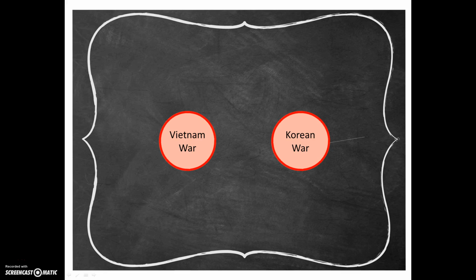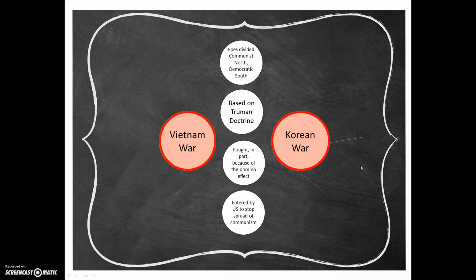Here's an example. We're comparing the Vietnam War to the Korean War. Similarities between them include foes being divided into the Communist North and the Democratic South. Both wars were based on the Truman Doctrine. They were fought in part because of the domino effect that tells us as one country falls to communism, so will another and another in the region, and both were entered into by the United States to stop the spread of communism. I chose to compare the differences from the Vietnam War and the Korean War in conflict in direct correlation.